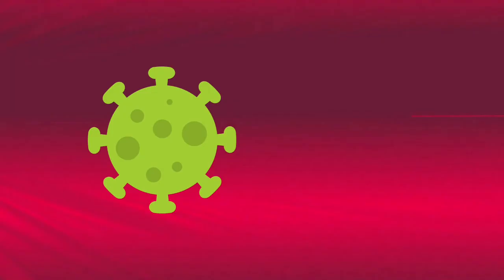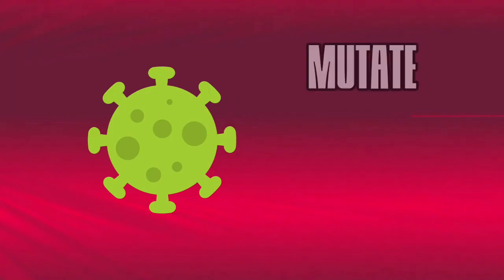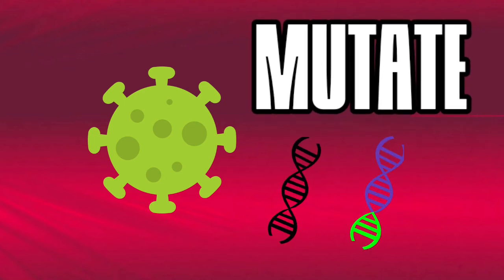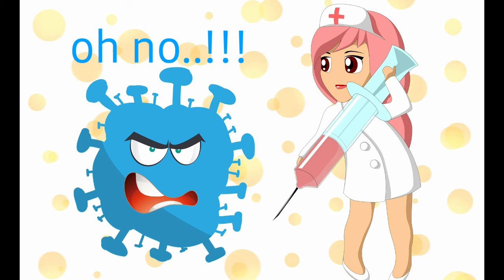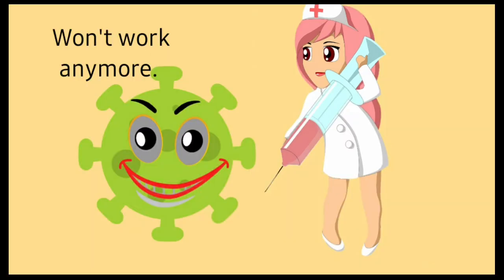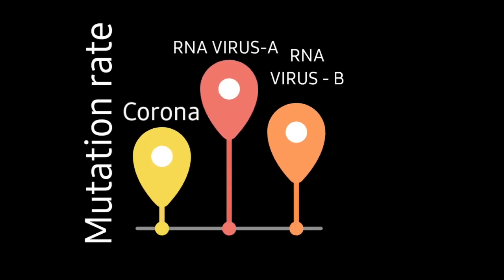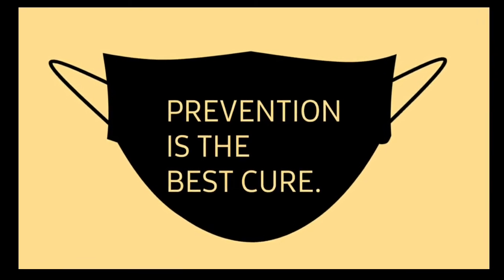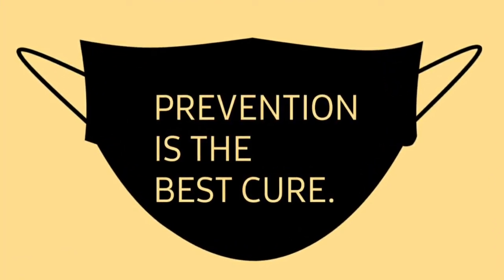Coming back to the virus, they also have an ability to mutate, which means that they change their genetic structure slightly. In most cases, a drug or a vaccine that is effective for the virus may not work on the mutated form. One factor that relieves us is that despite being an RNA virus, coronavirus mutates slower than many other RNA viruses. Ultimately, the saying, prevention is the best cure, is solidified in the case of viruses.